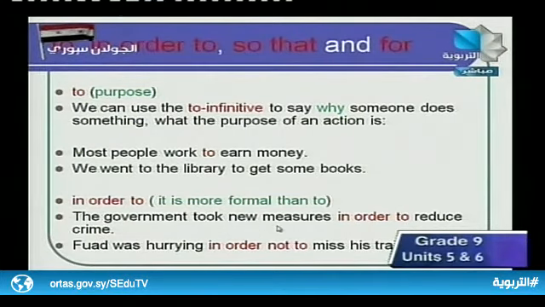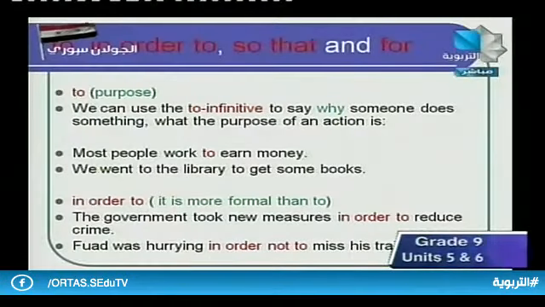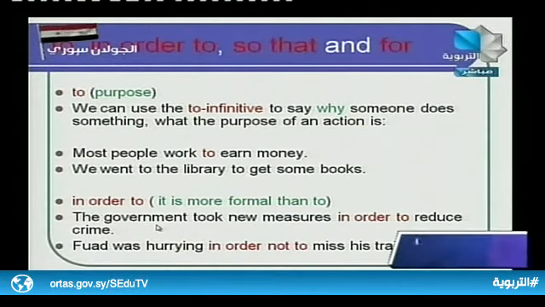Fuad was hurrying in order to miss. And of course, in order to, let me not focus on history, sorry for interruption. Measures here in the previous example is not a verb, of course. It is a noun and it refers to, let's say, decisions. The government took new decisions, for example, new procedures, measures in order to reduce crime. New steps, let's say that.